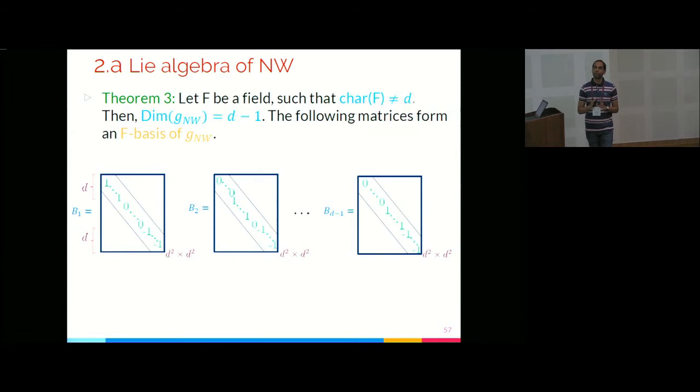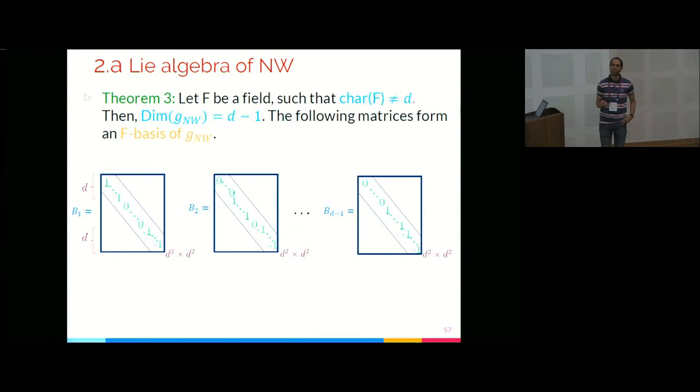So we show that if you pick a field such that the characteristic of F is not equal to D, in particular it holds when the characteristic of the field does not divide D, then the dimension of the Lie algebra of the design polynomial is equal to D minus 1. And the matrices of the following kind form an F basis of this Lie algebra.